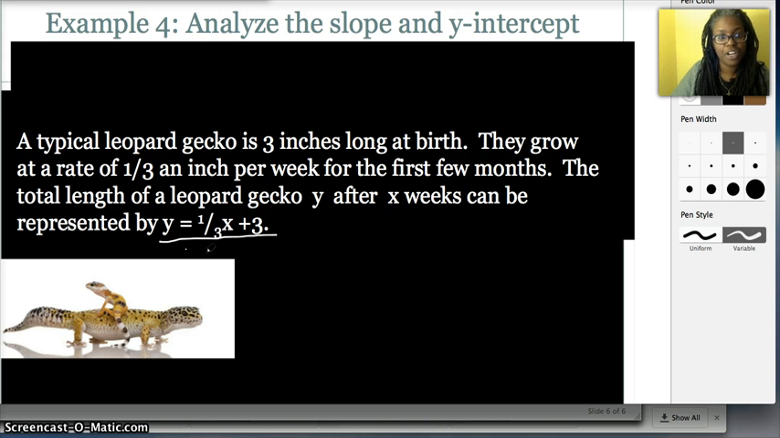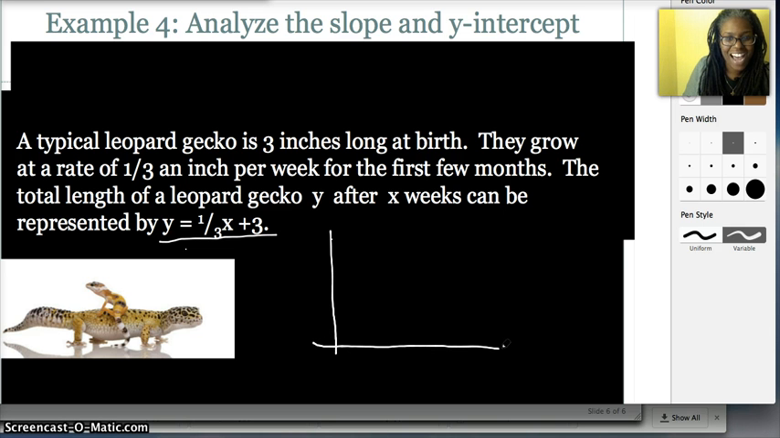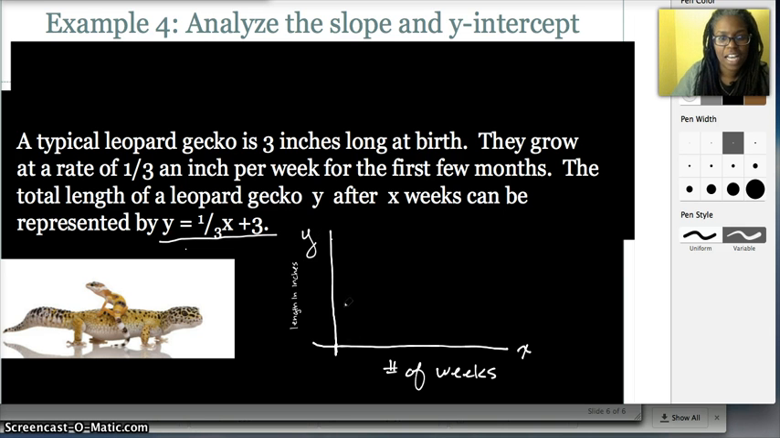Well, what we're first going to do is graph the equation and then figure out what everything means. I'm not going to do an XY axis with the negative portion, because I don't need to know what's going on on negative weeks. I just need to start at week 0, and all the growth I'm going to be talking about is positive, so I'm only looking at the first quadrant. So x is the number of weeks, and y refers to the length in inches of the gecko.